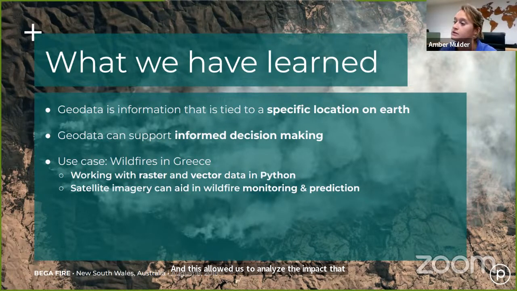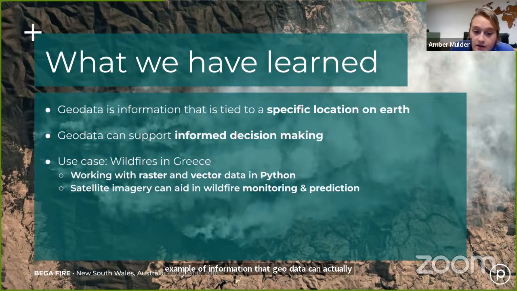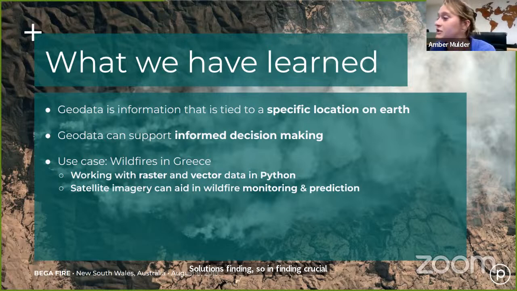And this also enabled us to identify the forest patch that was affected the most by the wildfires. And these types of analyses can really aid in monitoring and in predicting wildfires to mitigate the impact of these types of disasters in the future. So that's really important. This use case was just one example of information that geodata can actually provide to gain insights in finding crucial solutions for the major challenges that our world is actually facing today.